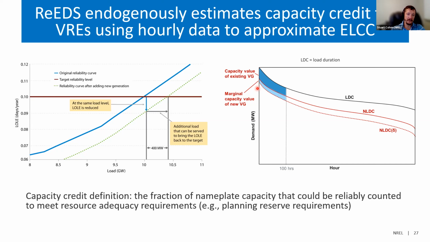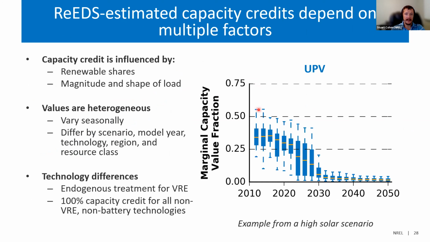But 30 years from now, when the peak net load is in the evening because of how much solar exists, then the next amount of solar that gets built can't really provide any more capacity at peak net load. And so that's one of the things that you exactly see if you look at a high share of solar scenario.